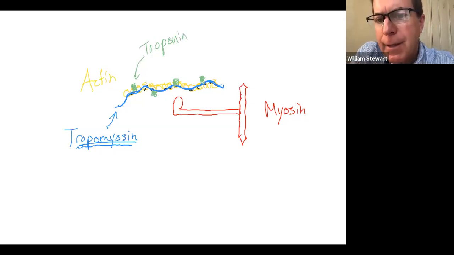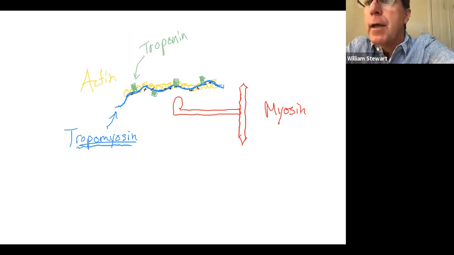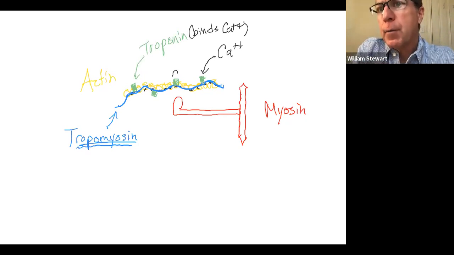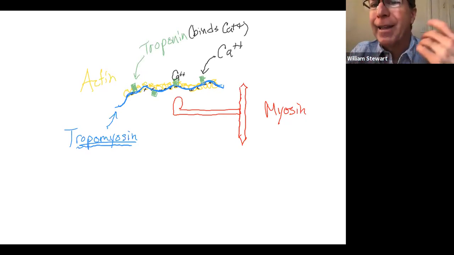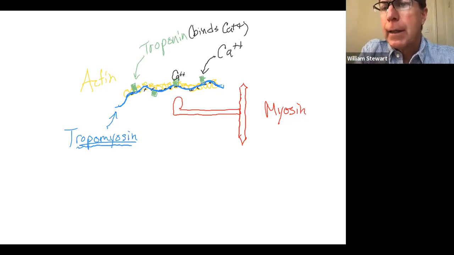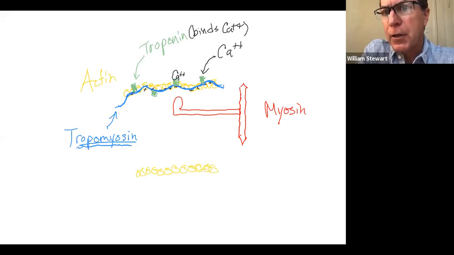When calcium floods the inside of the cell from the first part of our story, this is what it does. Calcium ions bind to troponin. So troponin binds calcium ions. When that binding occurs, when calcium sticks to troponin like this, it causes the molecule to change shape and lift tropomyosin off of actin. And when tropomyosin gets lifted off of actin, we have an actin molecule whose active sites have been exposed.